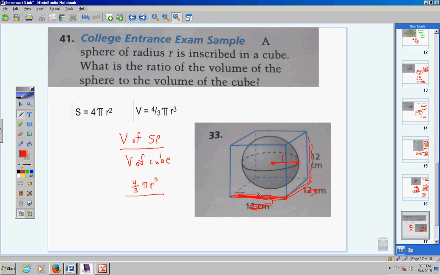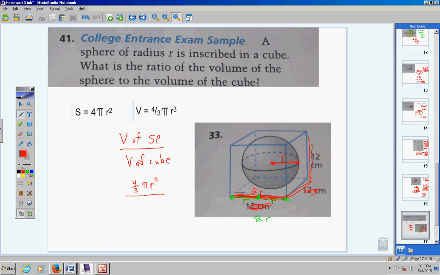This entire length right here is 2r: r plus r. From here to here is r, and from here to here is r. So this whole side would be 2r. I hope you see that.